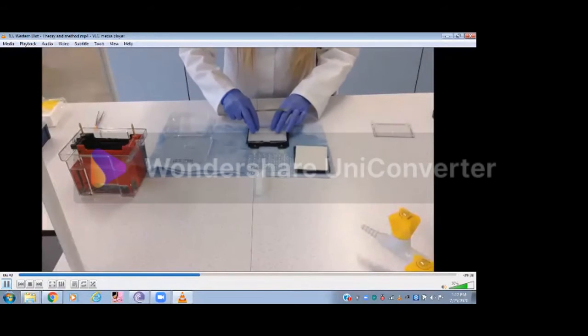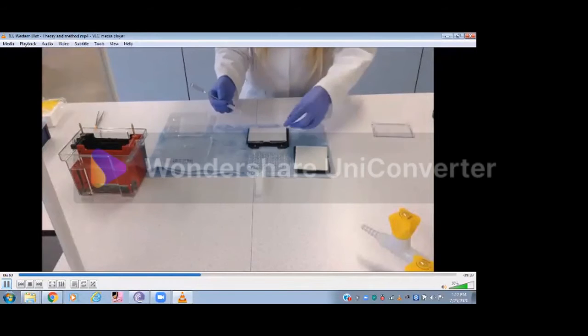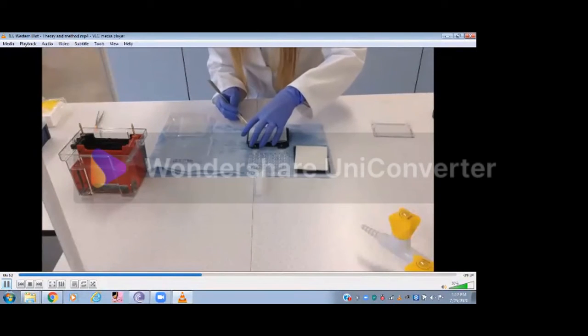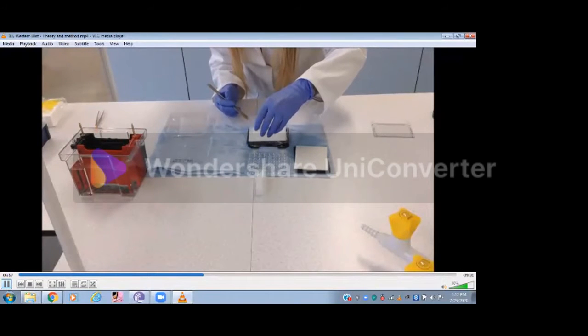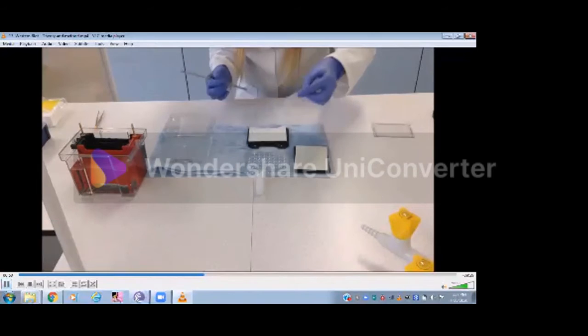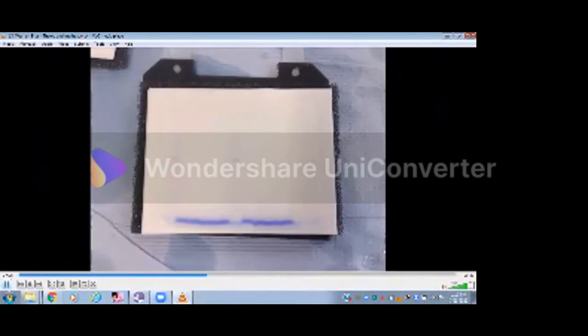Usually the best way to transfer this over is to place the polyacrylamide face down onto the blotting paper, patting it down to remove any air bubbles, and then carefully removing the plastic. The colors are markers.